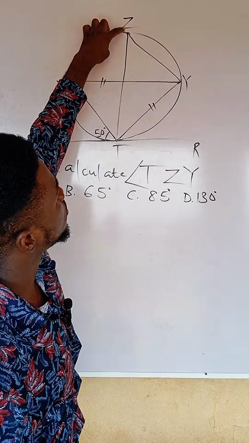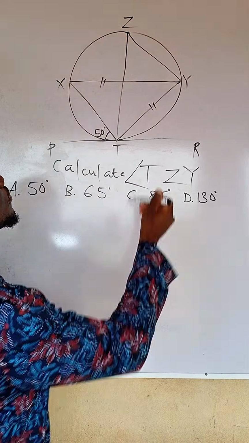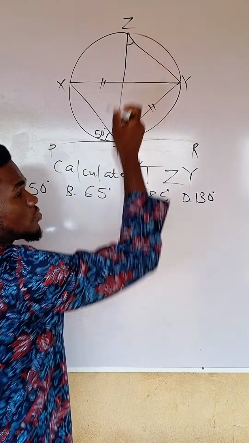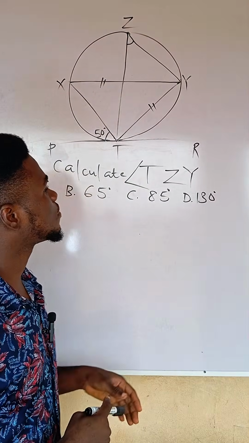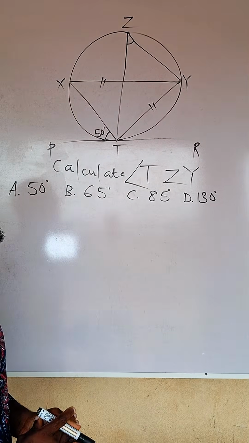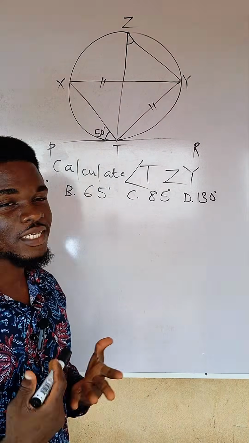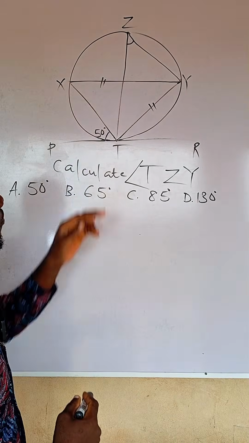T, Z, Y. It is talking about this angle here. This is the angle you want to calculate. Now, remember that this is circle theorem. Now you start working from the given angle. We have just one given angle here, which is 50 degrees.